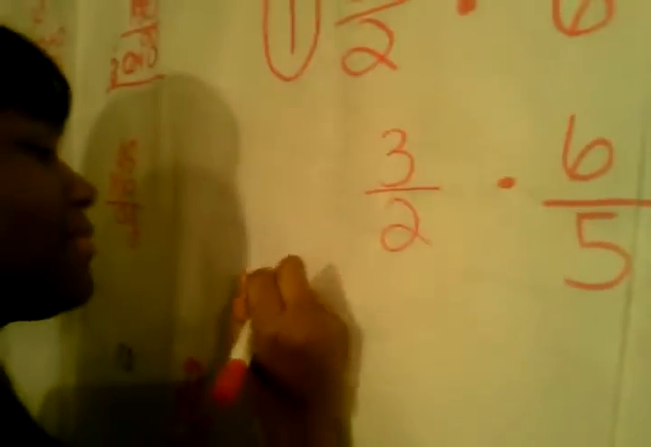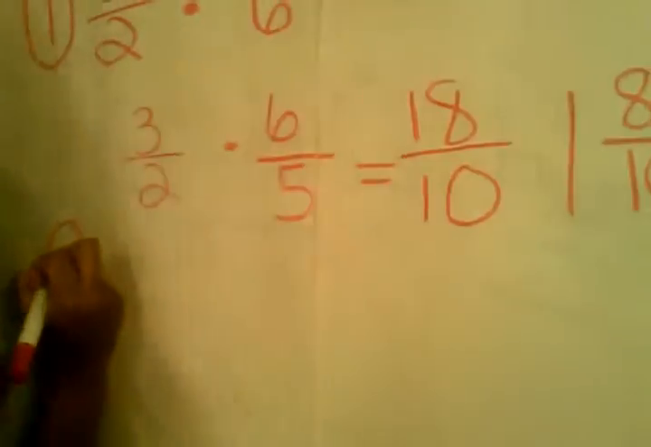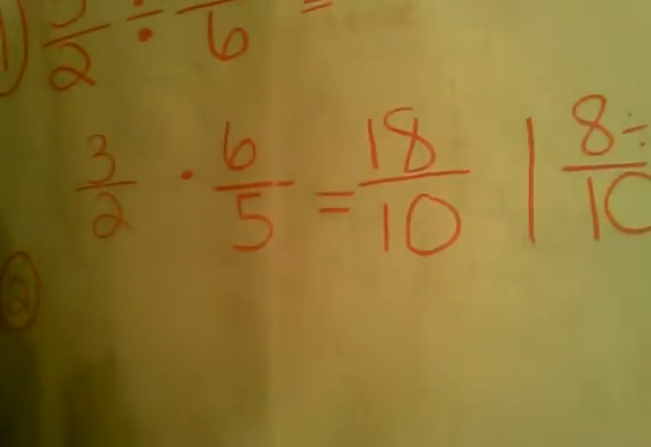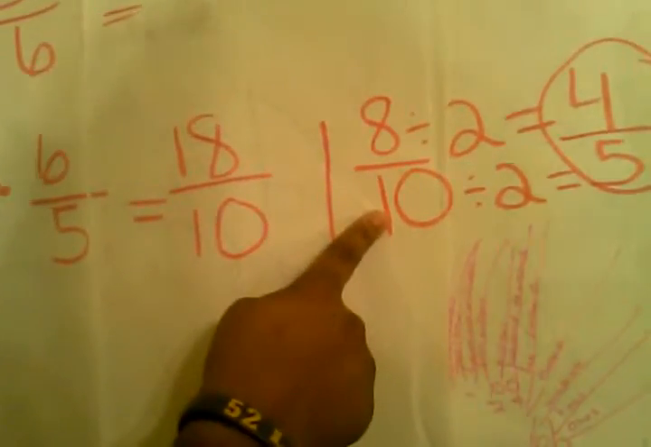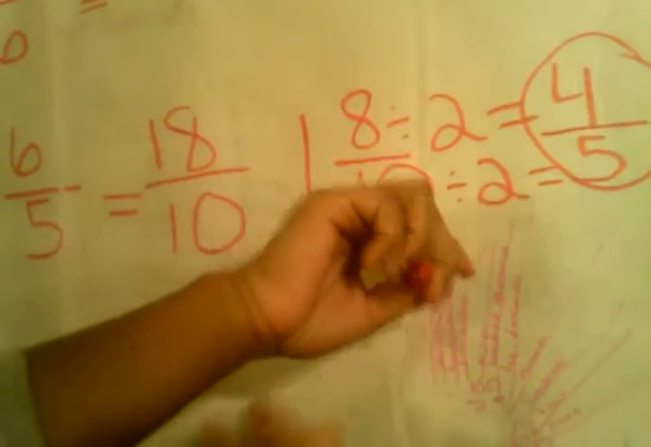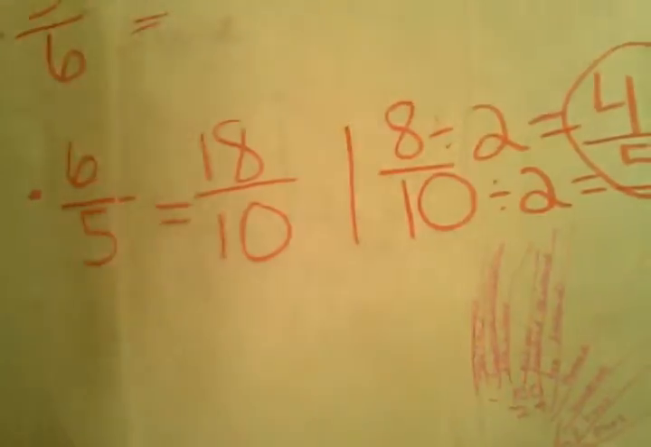Then on multiplying fractions. Excuse me? I want to know where you get this 2. Is it that 2 can go into both 8 and 10? Yeah, you have to divide it by something that can go into both. Ah, I learned something new today.